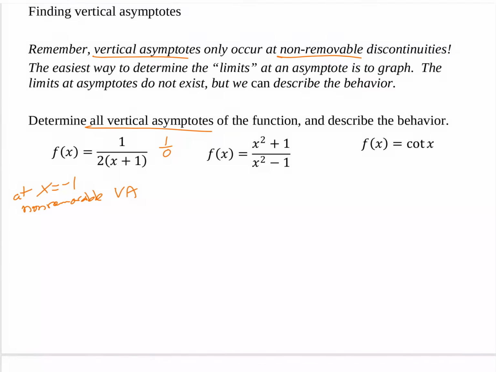Now the limit, right? So describe the behavior. The limit as x approaches -1 from the negative side, and the limit as x approaches -1 from the positive side. So it's just like what we were just doing. You pick a number very close to -1 on the negative side of -1 and on the positive side of -1.